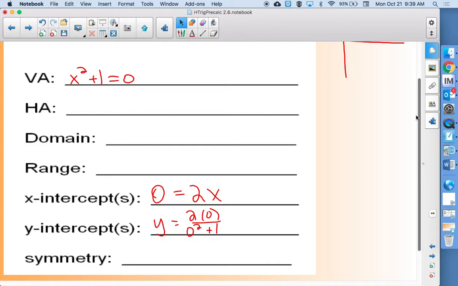And I have just a little bit of work up here, not a lot. But I need to see just a little bit so that I know what you're thinking when you're trying to find these pieces. So the vertical asymptote, you're supposed to set the denominator equal to 0. The horizontal one, we have those 3 options. We have to choose one of those 3. The x-intercept is the numerator equal to 0, and then the y-intercept would be 0 in for x.